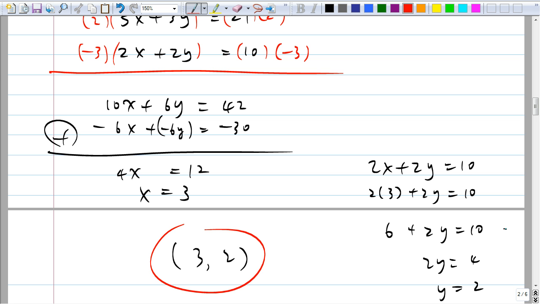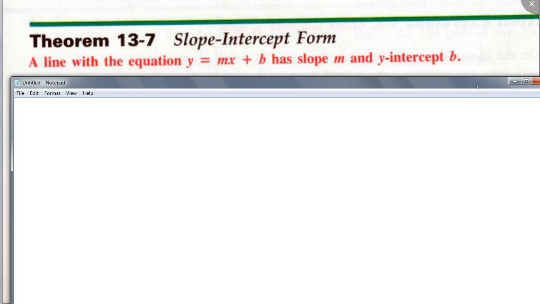We're not done. Here we go. Let's do the last part now. The slope-intercept form, you all know, is a line with equation y equals mx plus b has slope of m and y-intercept of b. This theorem we're going to prove. There are two things to prove in this.